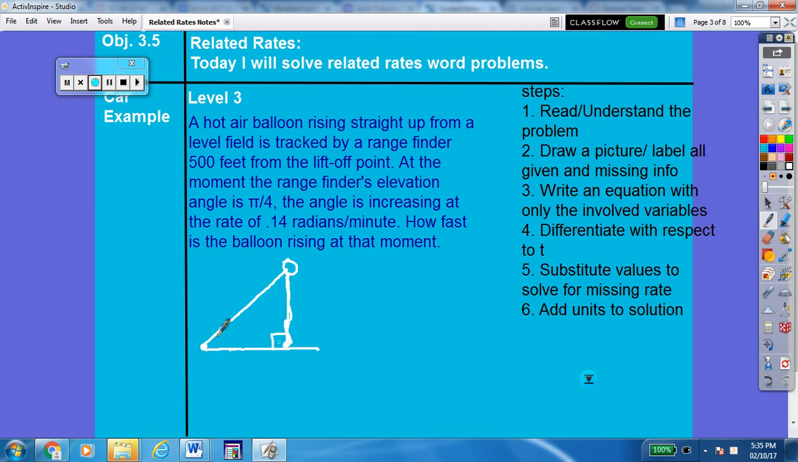Clearly that creates a right angle, and then there's an angle of elevation, which is the angle between the ground and the line of sight, and that's theta. So that's the picture we have. So if it's rising straight up from the liftoff point, that's just a nice vertical line, and the tracker is 500 feet from the liftoff point. So that means that our tracker is going to be 500 feet from this point to the tracker right here. So this is 500. Now the tracker is never going to move. So this piece of information is constant. It's fixed. So we're going to be able to use that in an equation.